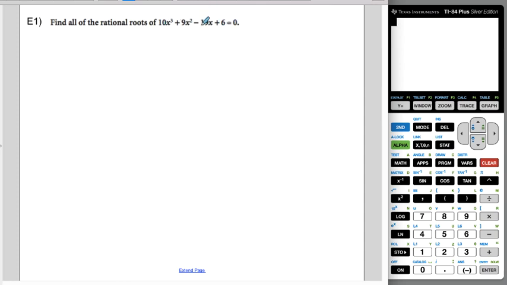There's a couple ways to go. One way is you could graph this and see what it looks like. But all the possible rational roots are going to be the p's, which are the factors of 6, so 1, 2, 3, and 6, over the q's, which are the factors of 10, so 1, 2, 5, and 10. When you're doing your synthetic division, if we were looking at the possible answers, it would make the most sense to try plus or minus 1 over 1, 2 over 1, 3 over 1, and 6 over 1.